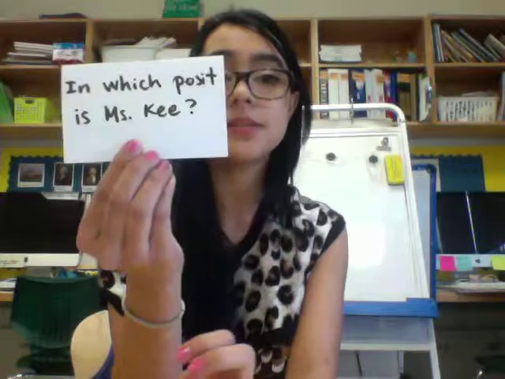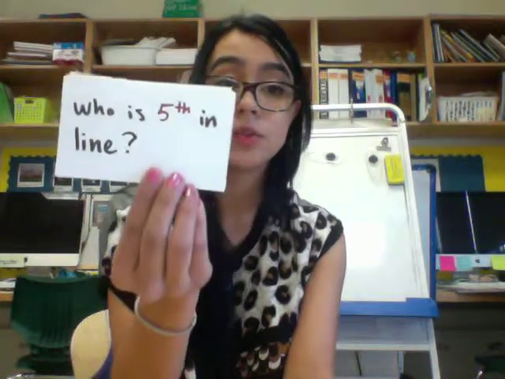So the two students, this is their job. One of the students will have the cards. And the cards have questions like, who is fifth in line? And the other student will look at the line and will tell the name of the person that is in fifth position in line.